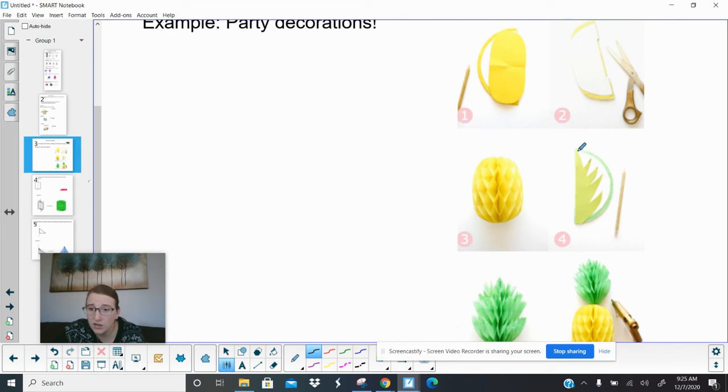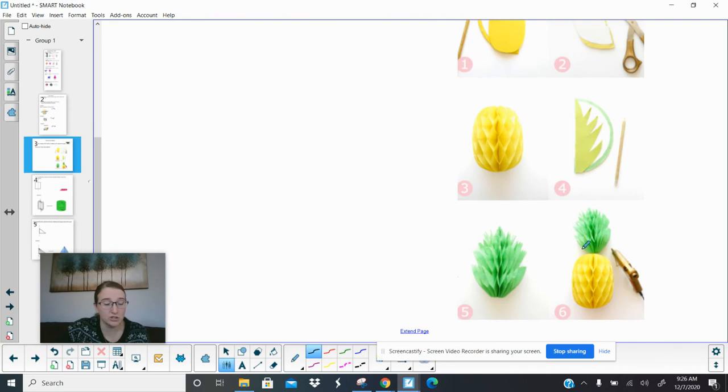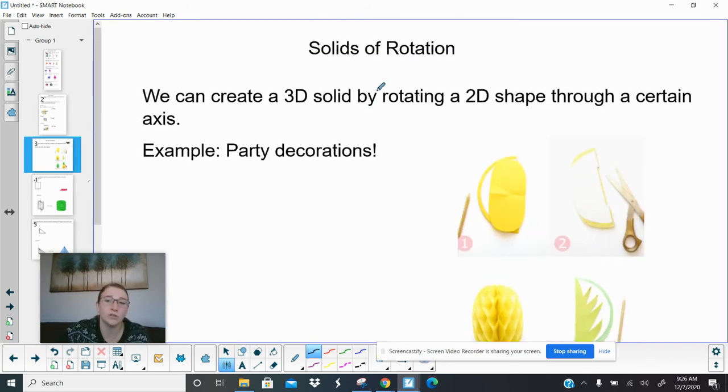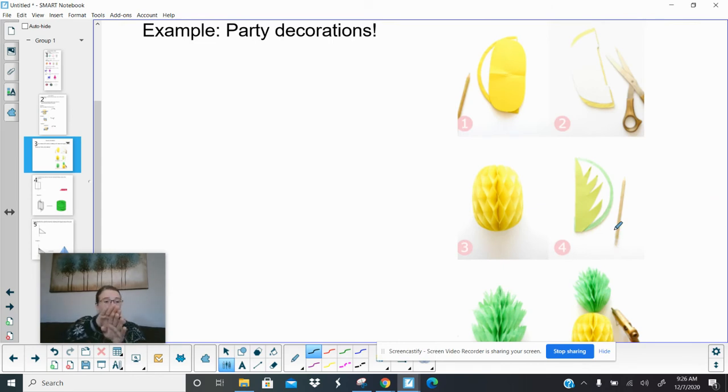So same thing here. This is the two-dimensional shape, but it's a bunch of tissue paper stacked up. You open it up and then glue it together, and now you have a three-dimensional shape. So this is an example of what we call, again, solids of rotation. We are going to rotate a 2D object, and we have to be able to visualize. Like I said, this is the hard part, the visualization. You have to visualize what shape will be created.